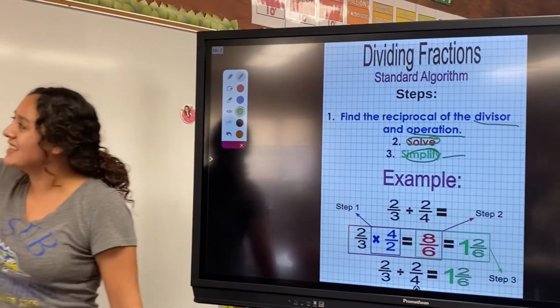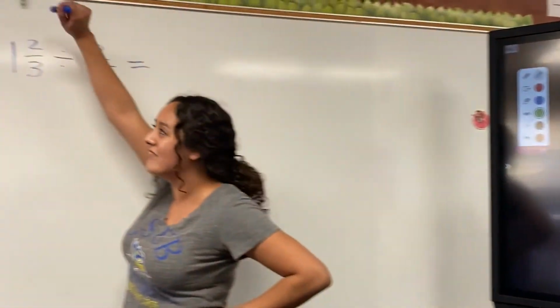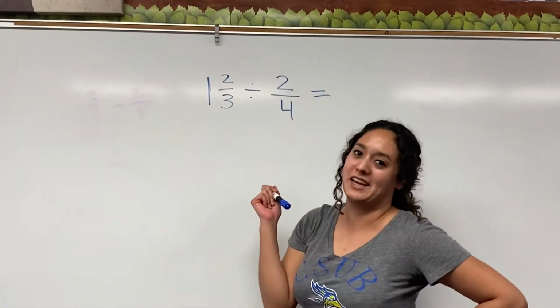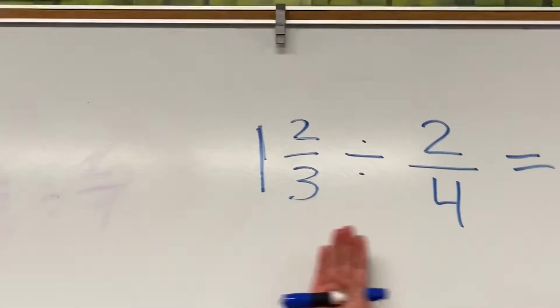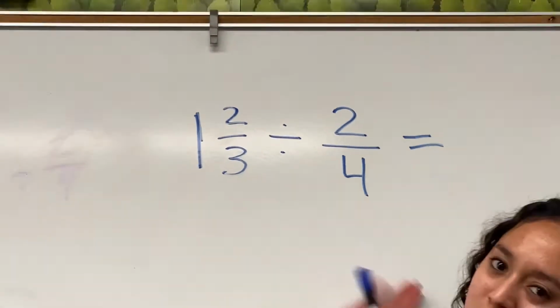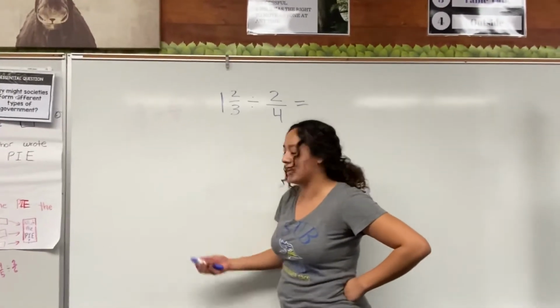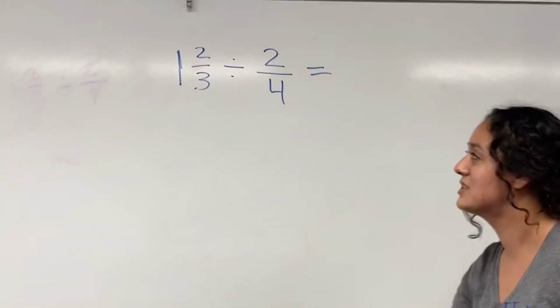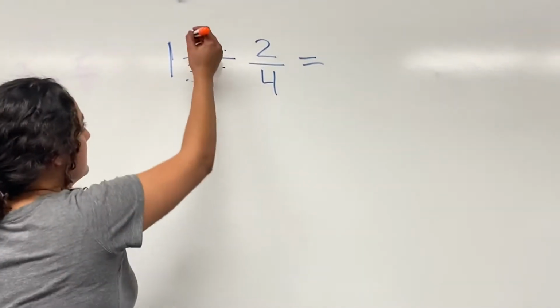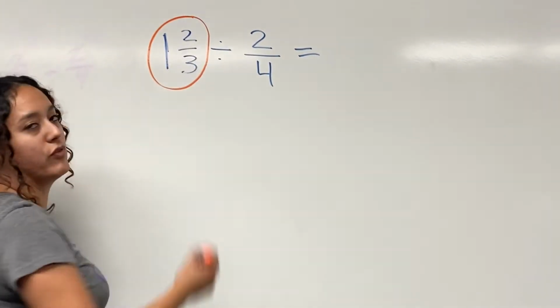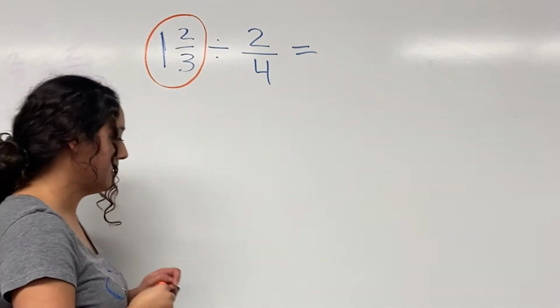But I see this, and this is making me very uncomfortable, okay? I just don't like seeing that and this together. They're not friends. I mean, they could be, but I don't like that. So I'm gonna change this mixed number into a fraction, okay? How do I do that?